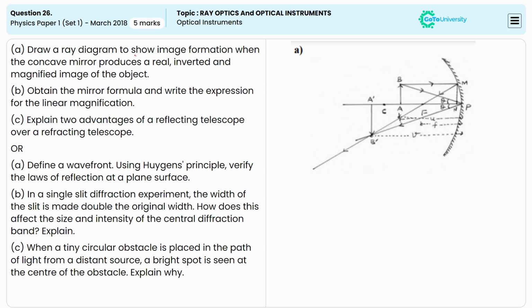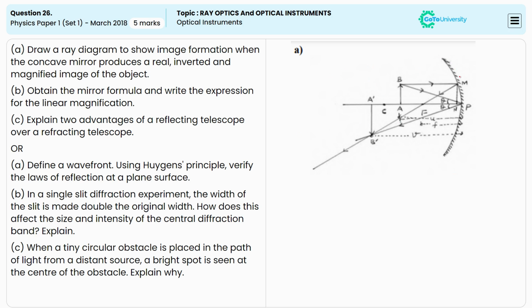Draw a ray diagram to show image formation when the concave mirror produces a real, inverted and magnified image of the object. Obtain the mirror formula and write the expression for the linear magnification. Part A. So this is the ray diagram showing image formation when the concave mirror produces a real, inverted and magnified image of the object.